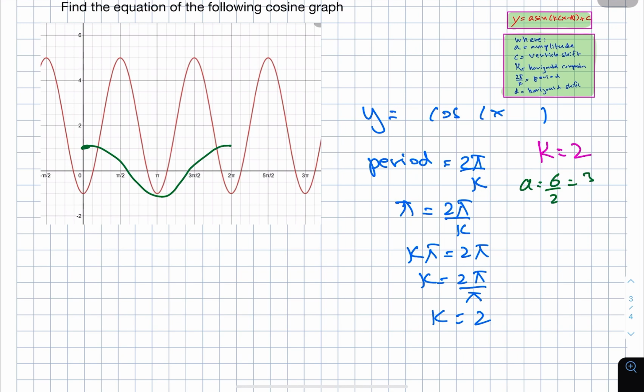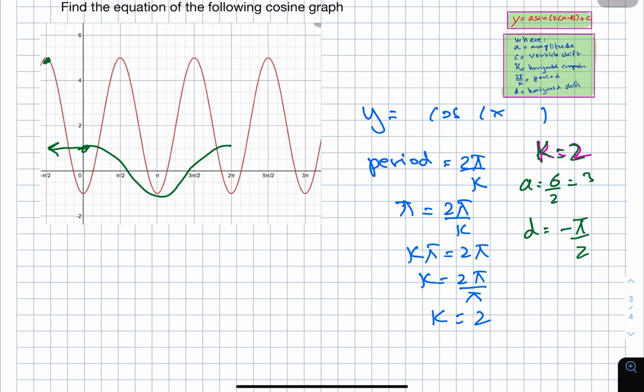So this point is basically this point here. We can see this point has been shifted by minus pi by 2. Therefore, d would be equal to minus pi over 2. Let me write this in this color as well, k equals 2. Now that we have a horizontal shift, our amplitude as well as our k, which is the horizontal compression, let's look at the vertical shift.